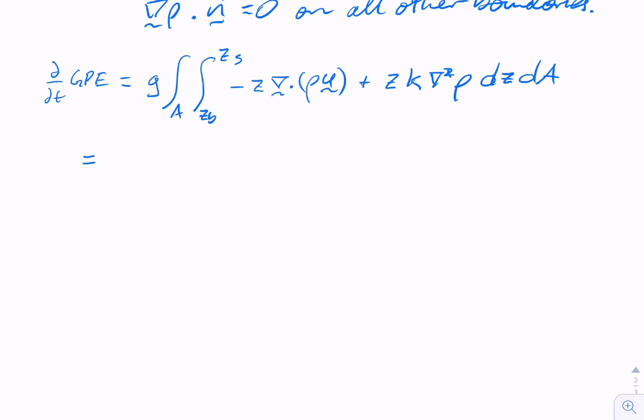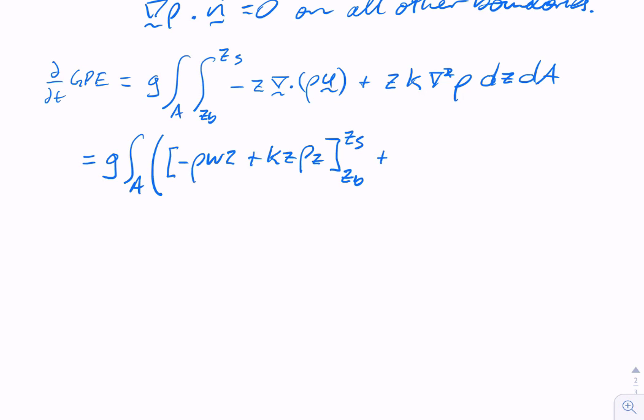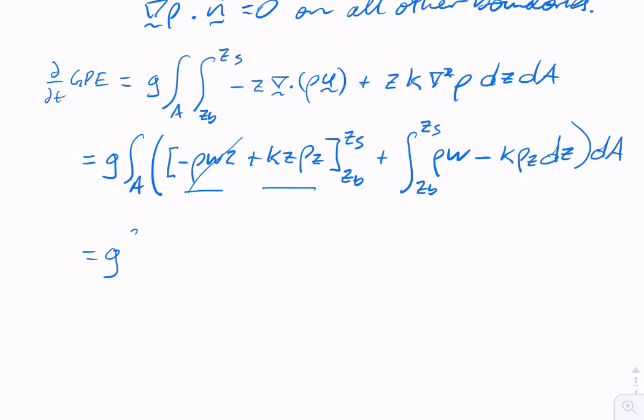These can be handled by integration by parts to give g times the area integral of negative ρwz plus κz dρ/dz evaluated between zs and zb, plus the integral between zb and zs of ρw minus κ ρ dz. Now, of the four terms on the right-hand side here, the first is 0 because w is 0 in both boundaries, while the second term becomes simply zs times the surface boundary flux integrated over the surface area.